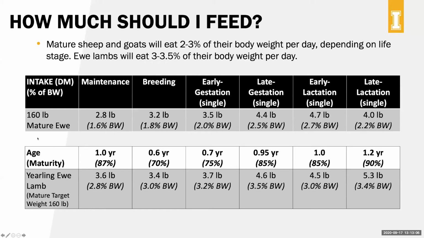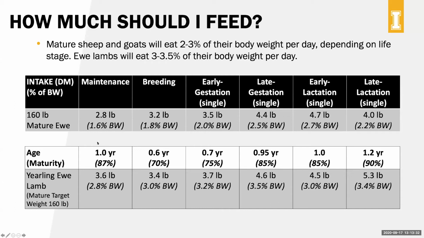So for example, a 160-pound ewe, she's going to eat almost 3 pounds a day. But then as she starts going through breeding and gestation, she's going to start eating more to be able to feed that fetus and to make milk. So she's going to be more willing to eat more feed to meet those requirements because there's just more being used during that time period.